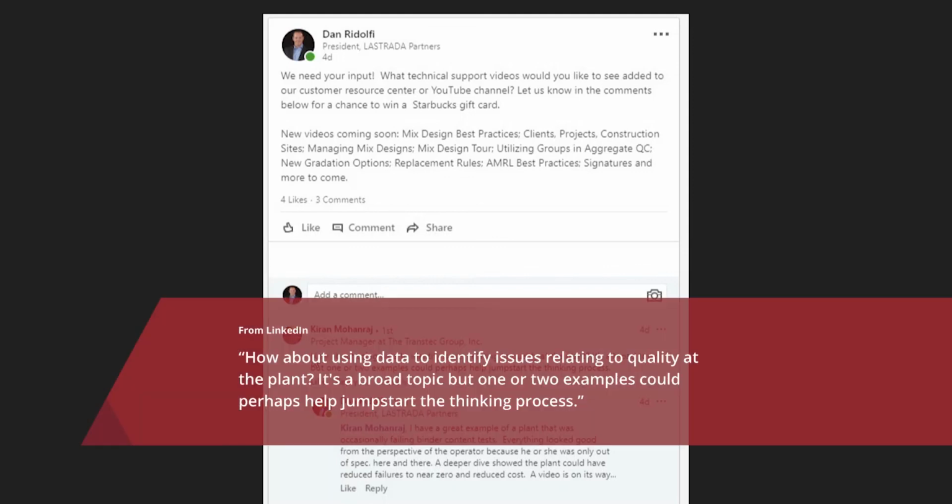That's actually a really good question, because when you invest time and resources in a QC program, that program should help you quickly identify opportunities for improvement. Here's a really good example.